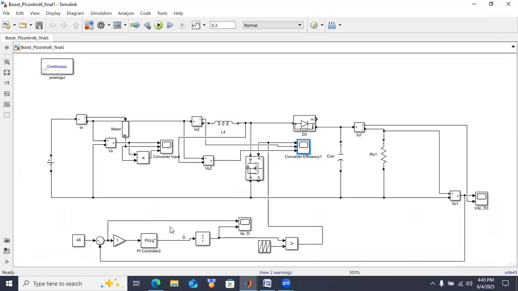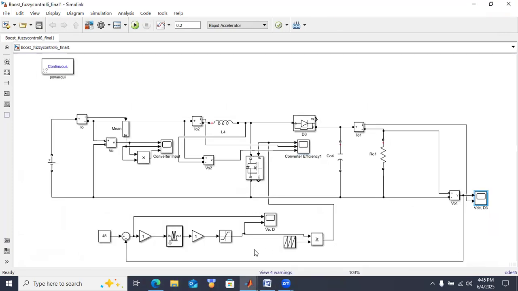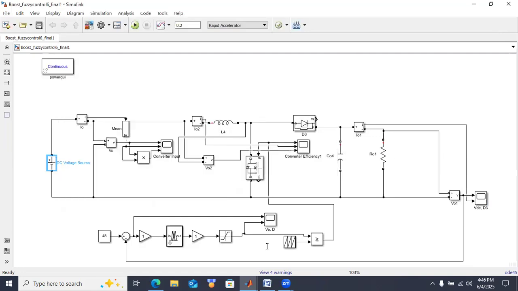Okay. This is with the PI controller. We replace this PI controller with a fuzzy controller. So here, if you see, everything is the same. Input voltage is 12 volt, output voltage is 48 volt, load resistance, everything is the same. Just the controller is changed here.